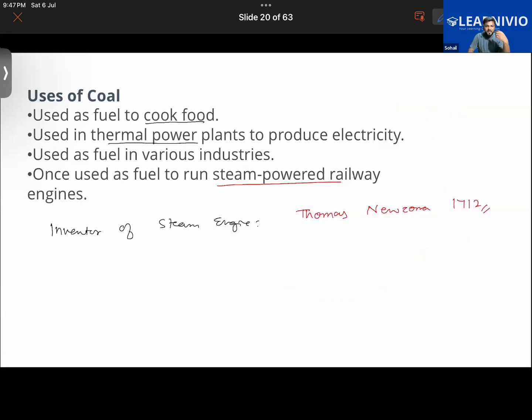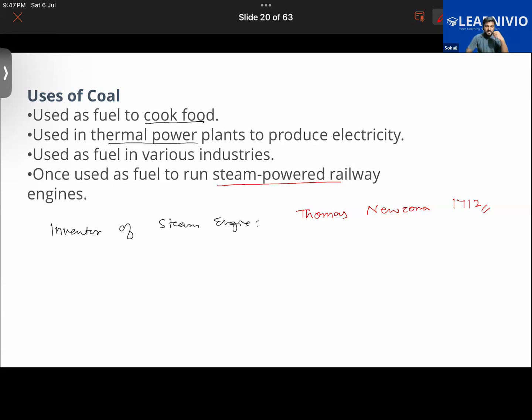Okay. Also, we learned about uses of coal. We have different uses of coal. Almost in every industry, it would be used. Not every, I would say, but 40% of the energy requirements of most of the industries are met by burning the coal. Right.